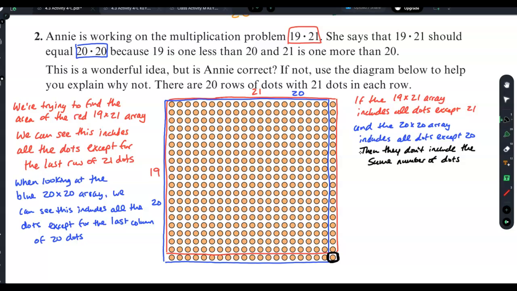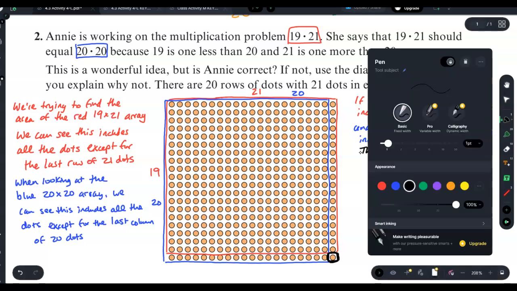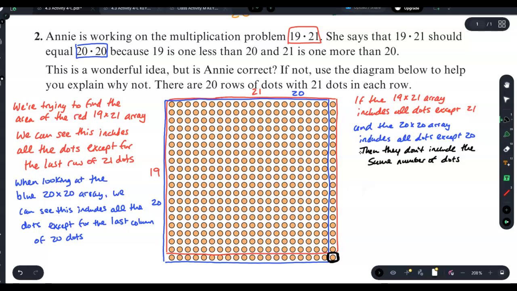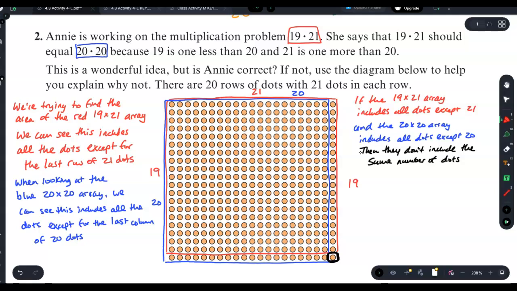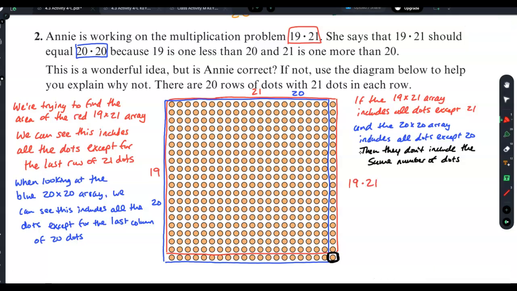So, what's the idea? What's going on? What's the math behind this? So the idea was we were starting with 19 times 21, right? That's what we were trying to find, and she's trying to find a mental math strategy for doing that.